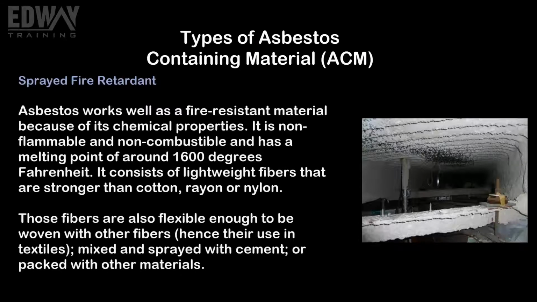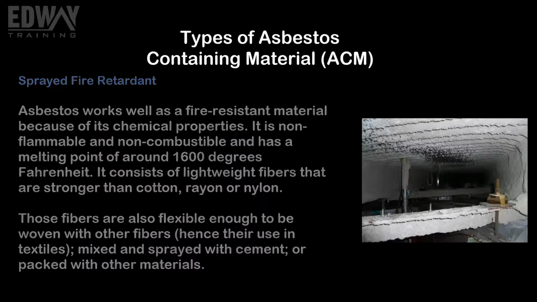Asbestos works well as a fire-resistant material because of its chemical properties. It is non-flammable and non-combustible and has a melting point of around 1600 degrees Fahrenheit. It consists of lightweight fibres that are stronger than cotton, rayon or nylon. These fibres are also flexible enough to be woven with other fibres, hence their use in textiles, mixed and sprayed with cement or packed with other materials.